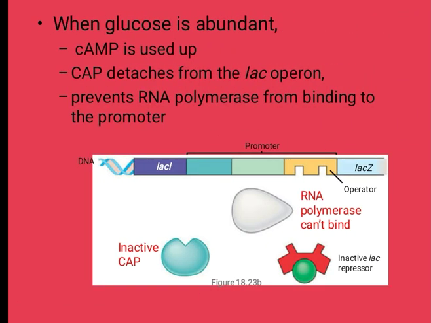When glucose is abundant, the cyclic AMP level or concentration would be low, as there is an inverse relationship between glucose and cyclic AMP. And if the cyclic AMP is low, then there is no binding of cyclic AMP to CAP. Inactive CAP would be there. Such inactive CAP does not bind to the CAP binding site, and it prevents RNA polymerase from binding to a promoter, and there is no transcription, the operon would be off.